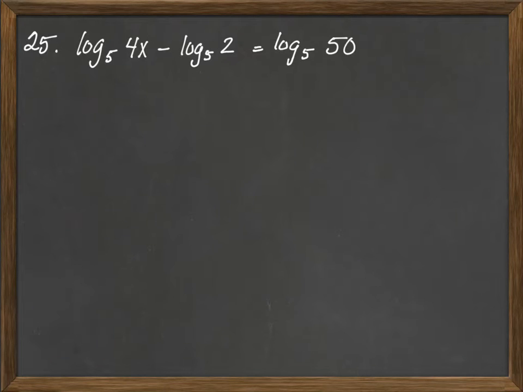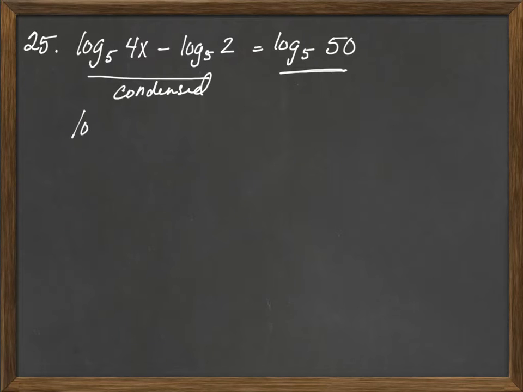Number 25 starts with another log equation. This time you can see you don't have just one log on one side and one on the other. You have a log 5 and a log 5. On the left, 2 log 5s, and then on the right, just 1. So this has to be condensed before you can solve this.